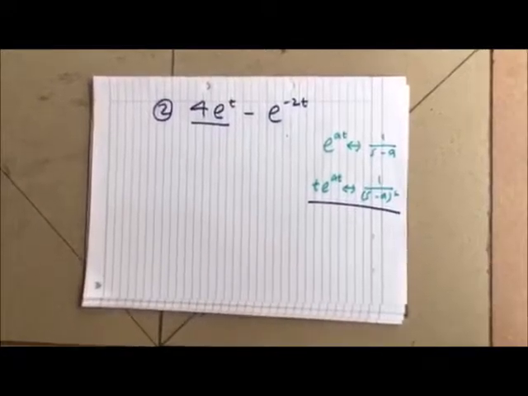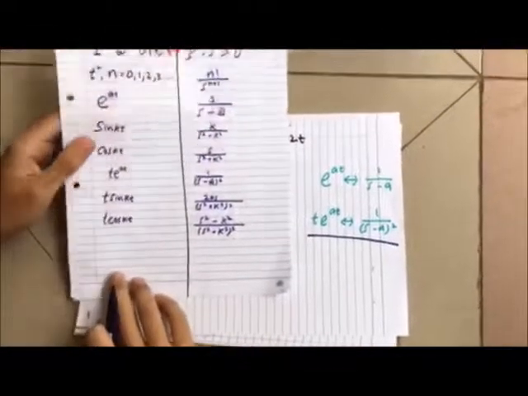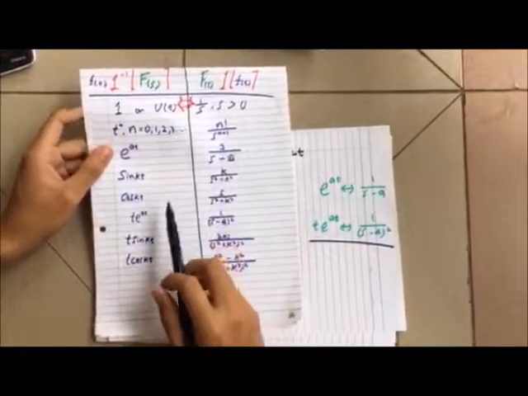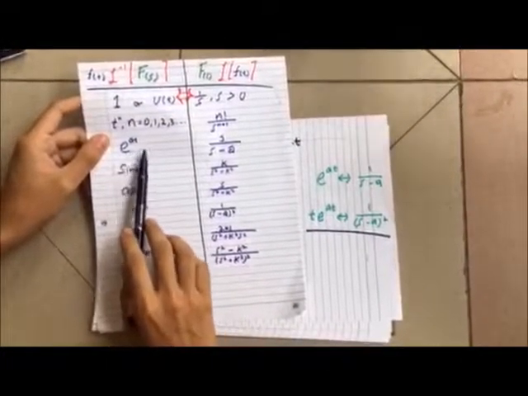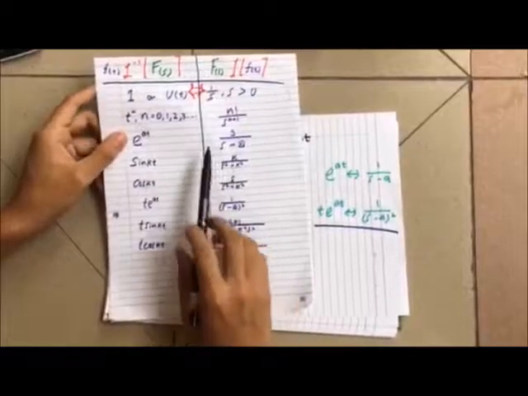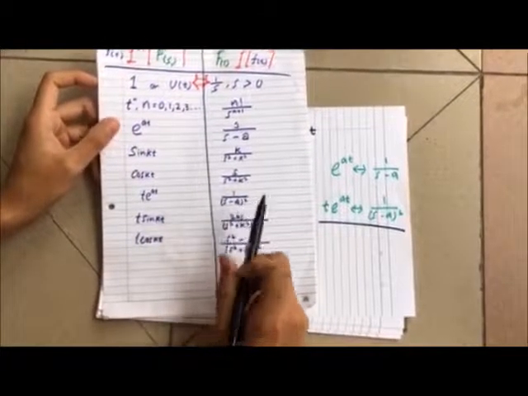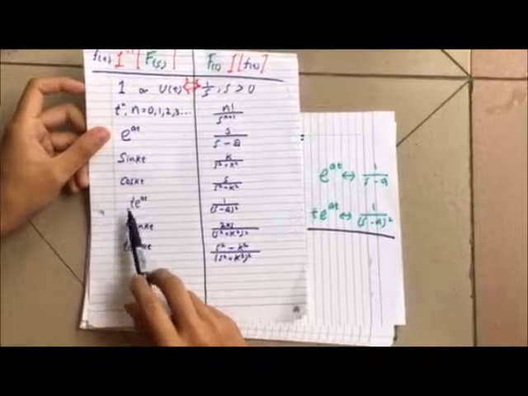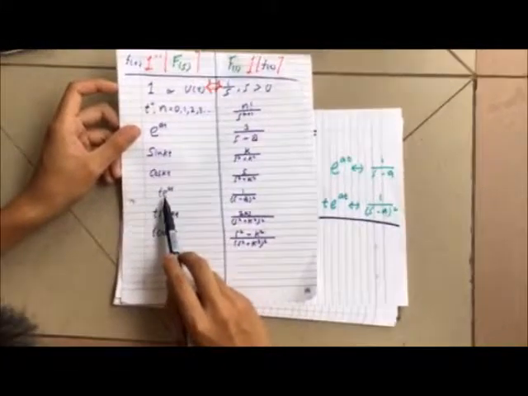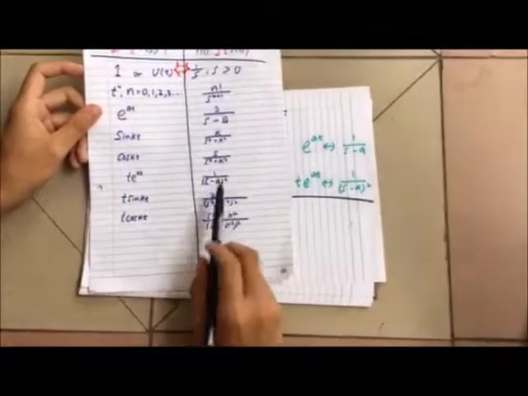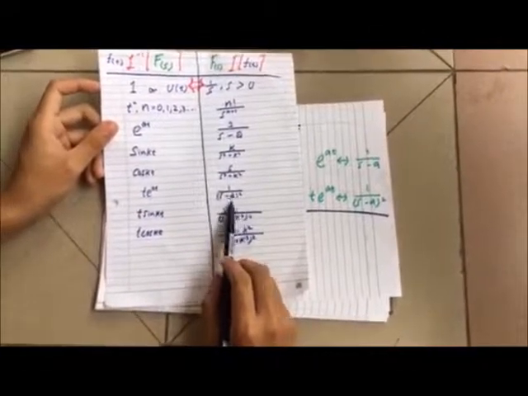Okay, so now we're going to explore the second formulas regarding exponents. The first is e power at. When you Laplace it, it will give you 1 over s minus a. The second formula is when you have t multiplied with e power at, it will give you 1 over s minus a, the whole thing squared.